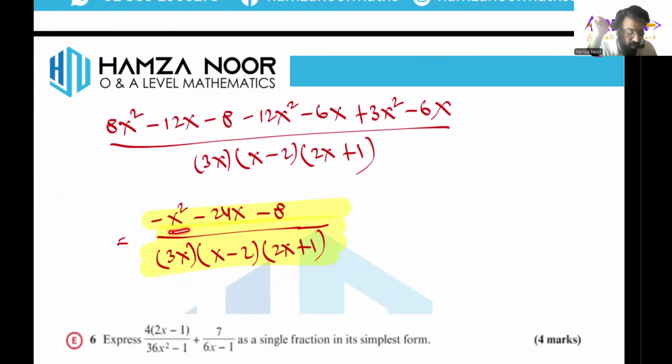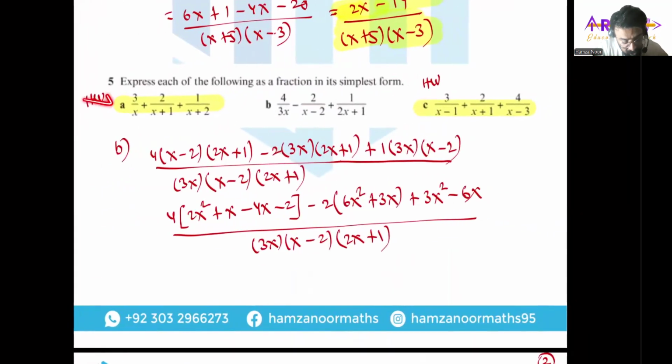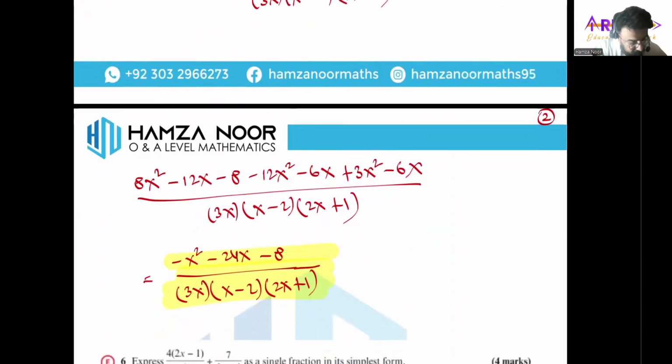Okay, so minus x square minus 24x minus 8 divided by 3x multiplied by x minus 2 multiplied by 2x plus 1. This is supposed to be your answer. So this was basically question number 5, part B. Part A and part C are your homework. All right, so now let's move on.